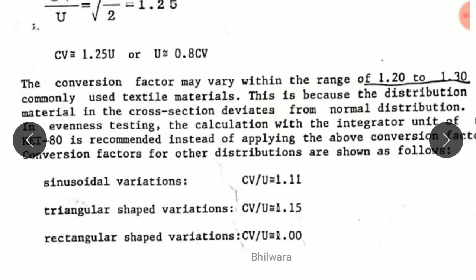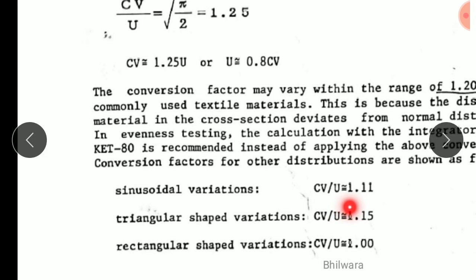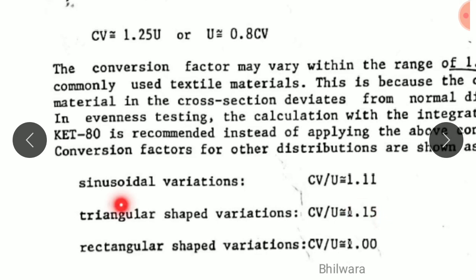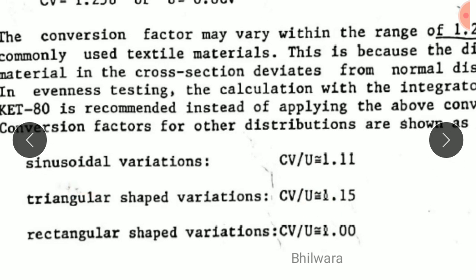If the material has only sinusoidal type of variations, in that case CV is equal to 1.11 into U percent. If it has only triangular shaped variations, in that case CV is equal to 1.15 multiplied by U percent. And if there are only rectangular shaped variations, in that case U percent and CV percent will be equal, they will be the same.